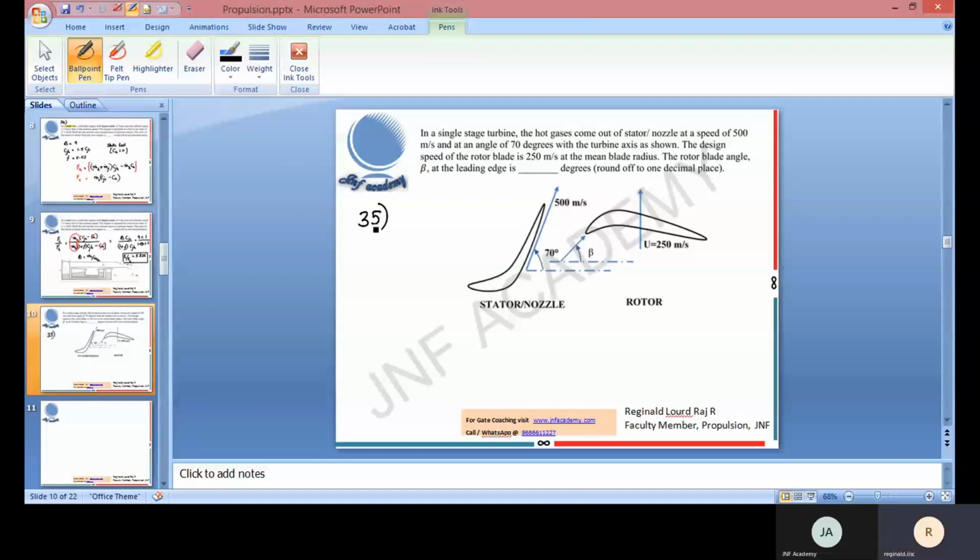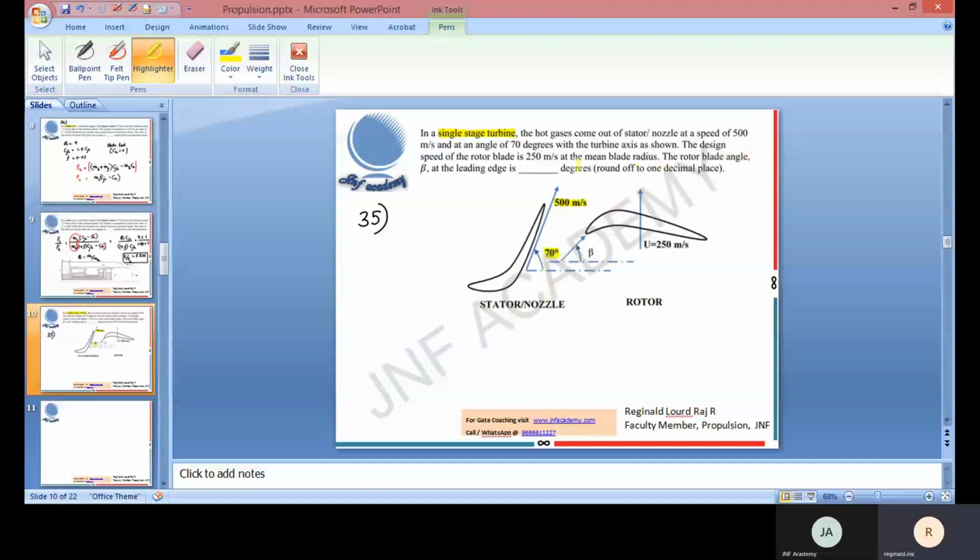In question number 35, it's about a single stage turbine. It's an axial flow single stage turbine. In a single stage turbine, the hot gases come out of the stator or the nozzle at a speed of 500 meters per second. It's also shown here in the figure, 500 meters per second at an angle of 70 degrees.